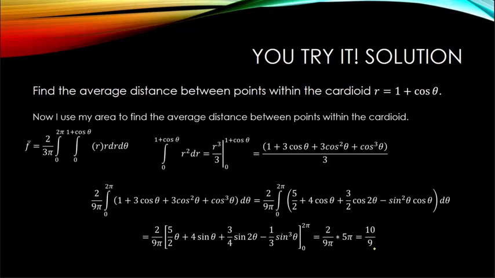This is the average distance between points that are inside the cardioid given by r is equal to 1 plus cosine theta. This is how I can find the average value of functions that are given to me in polar coordinates. Be sure and let me know if you have any questions.